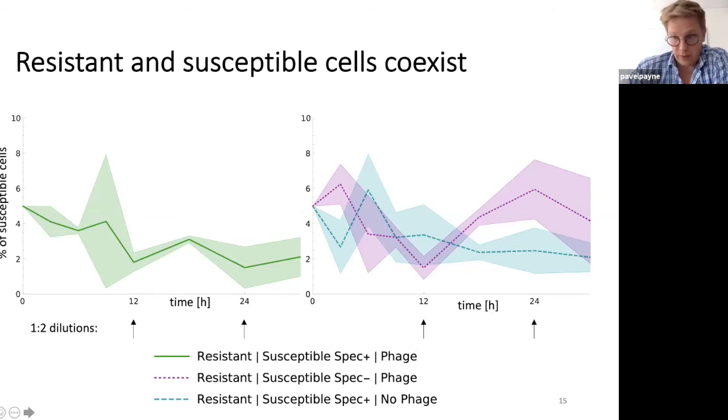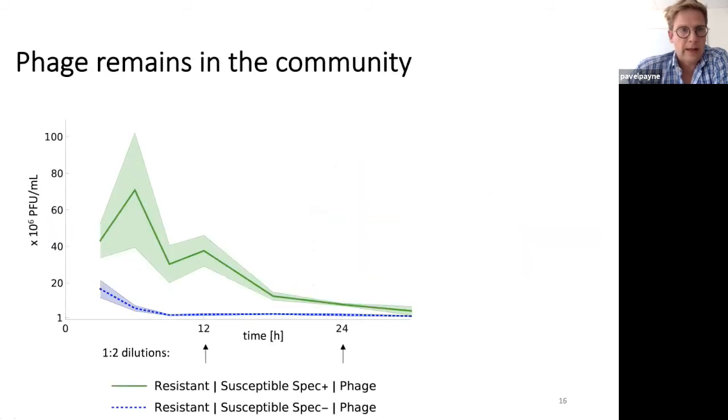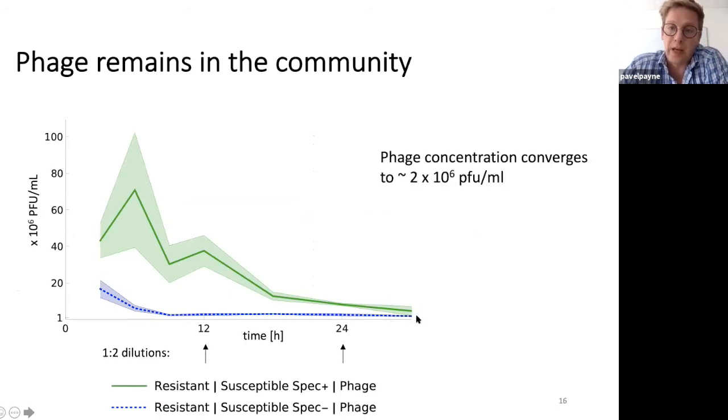Okay, second question, does the phage remain in the population? Yes, the phage does remain in the population. Here we can see again time on the x-axis and the dilutions at the time 12 and 24 hours. And here we can see that in both treatments where we add the phage, it converges to the concentration of about 2 times 10 to the 6 plaque forming units per ml. They differ in the concentration at the beginning. Unfortunately, I don't have time to talk about it, so we may discuss it after, in the chat or later on.